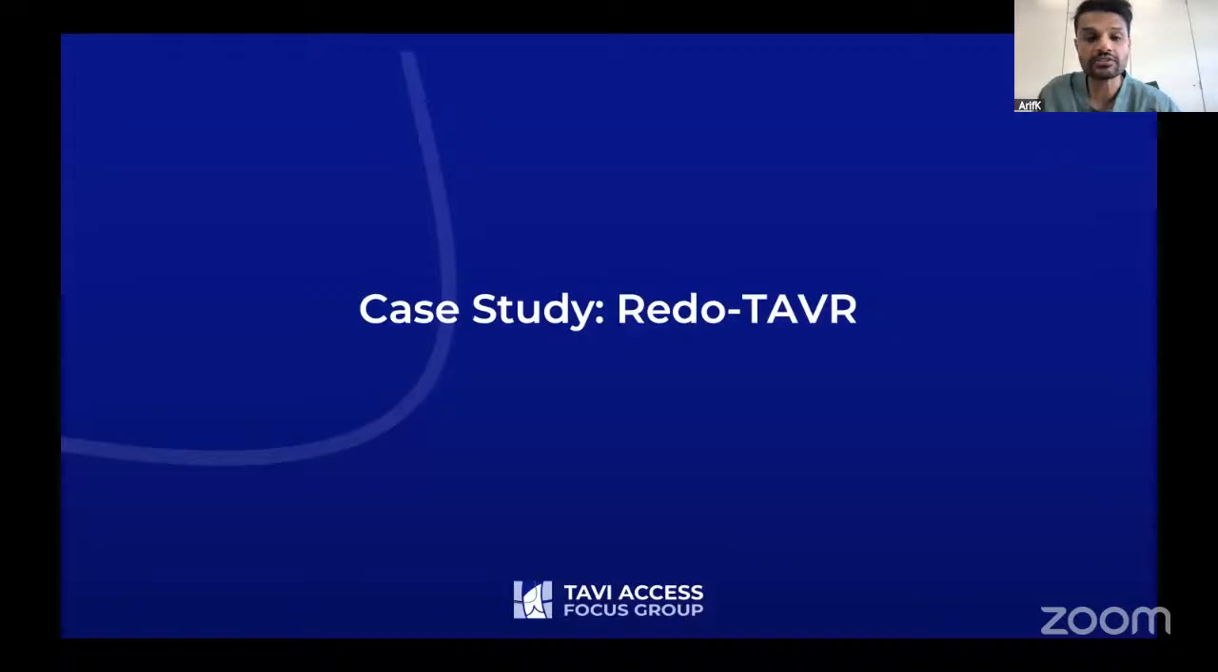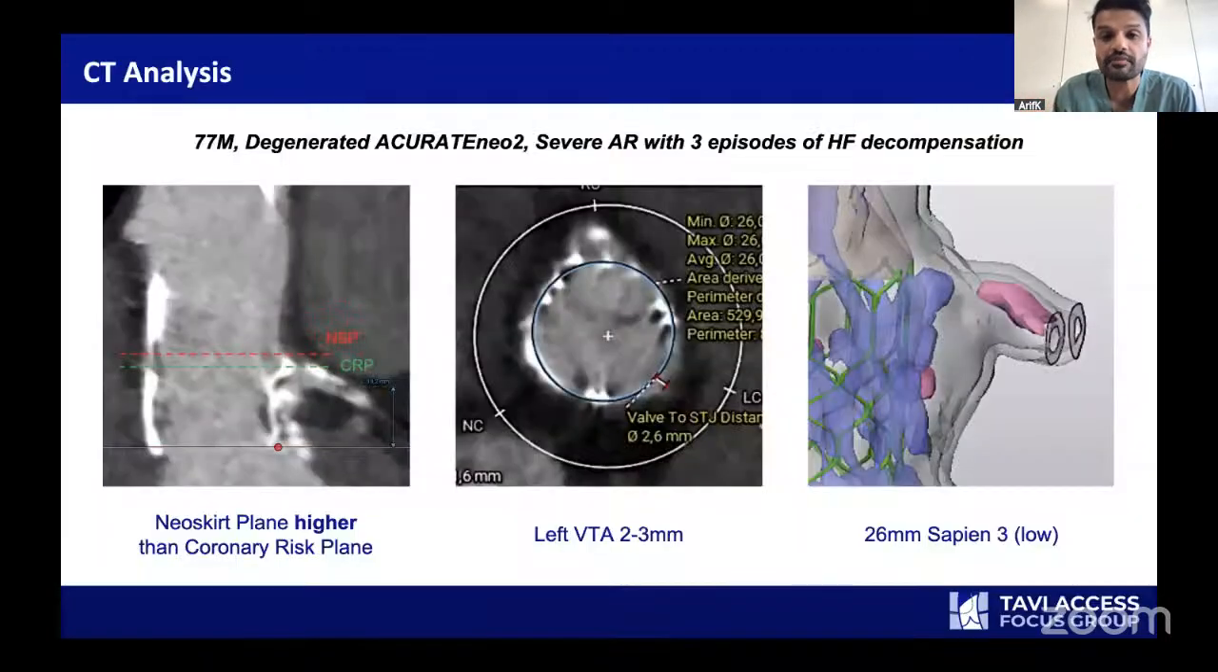So I wanted to share a case study with you. I was actually hoping this case would be done yesterday, but it's been deferred, so actually will be done tomorrow. But I think it brings together a lot of how bench testing can help us, and also a lot of the things that we've learned and we can apply to clinical practice. So very briefly, this is a 77-year-old patient here who has a degenerated Acurate neo2. The degeneration is severe aortic regurgitation, heart failure decompensation, and just a few snapshots here.